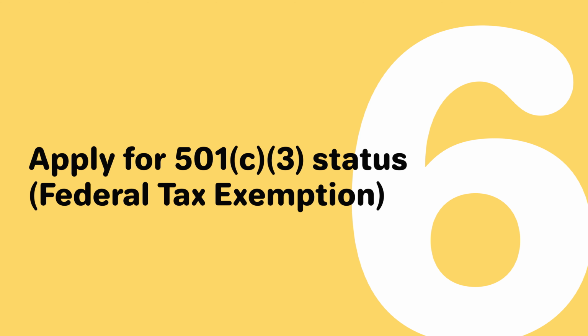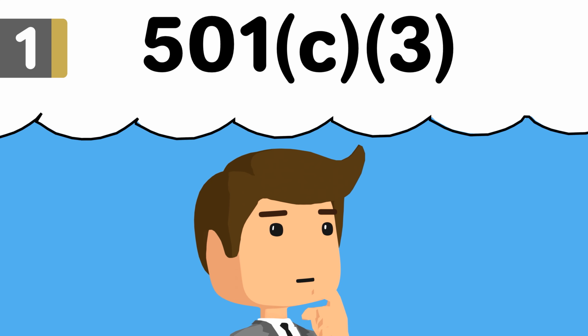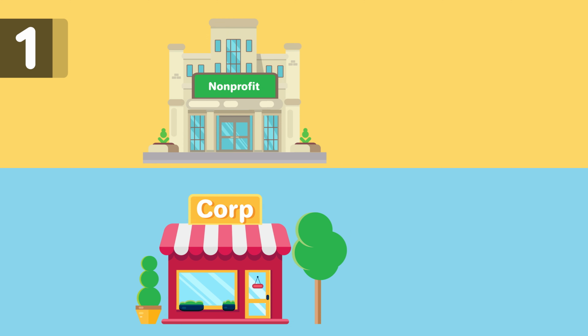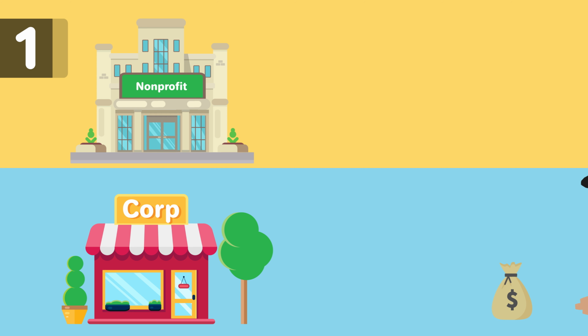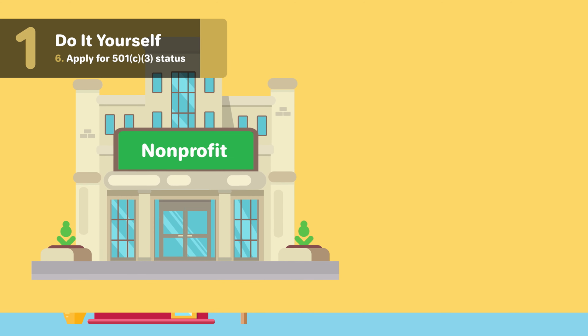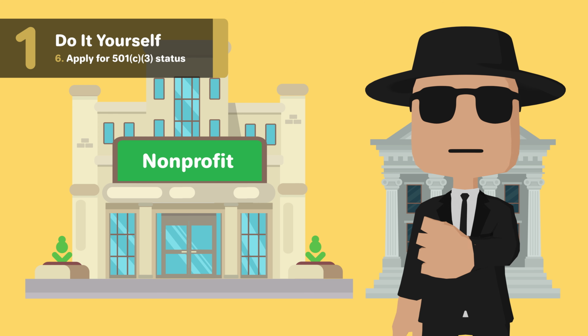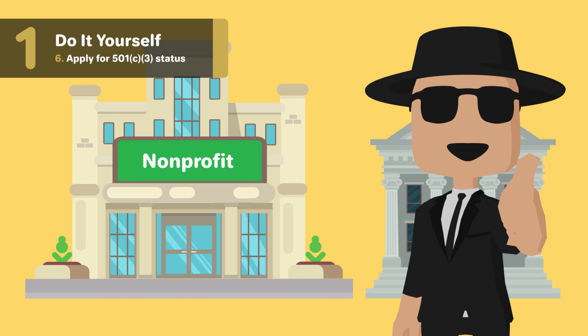6. Apply for 501c3 status, federal tax exemption. What is federal tax exempt status and why do you want it? When a corporation generates income, that corporation has to pay a federal income tax. As a nonprofit, your goal is to generate income that is used to help further a cause rather than fill the pockets of the company employees. Because of this, the federal government allows that nonprofits' income not be taxed so that more of the money can go towards the cause that the nonprofit is supporting.